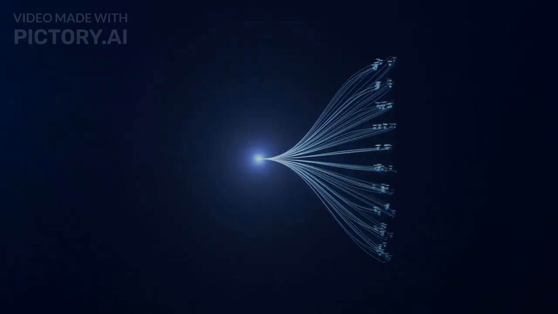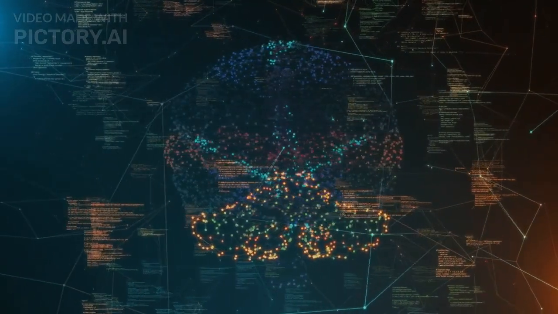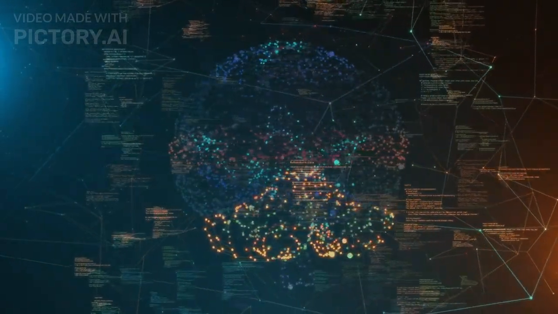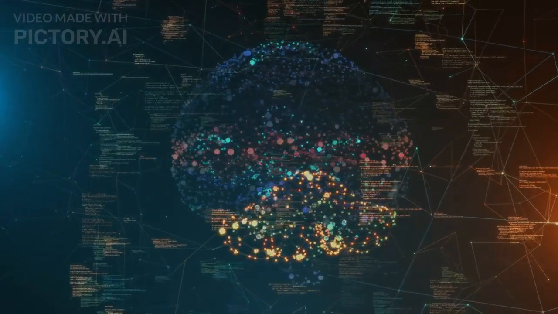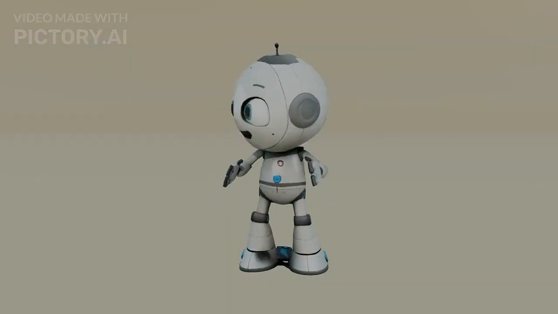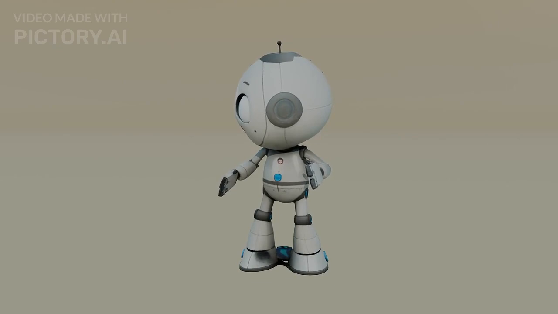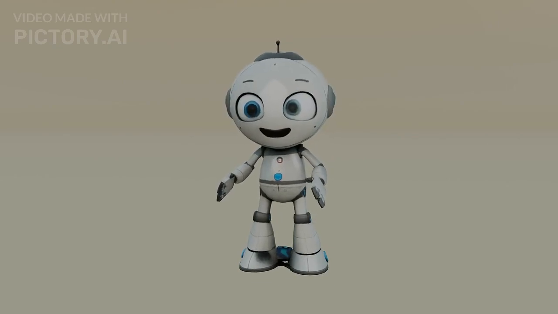Neural networks model the structure and function of the human brain. A neural network consists of interconnected nodes that work together to process and analyze complex data. The simplest form of machine learning is supervised learning, which uses labeled datasets.